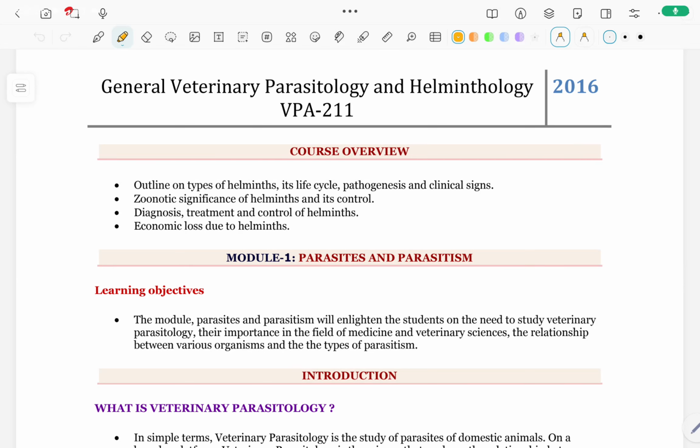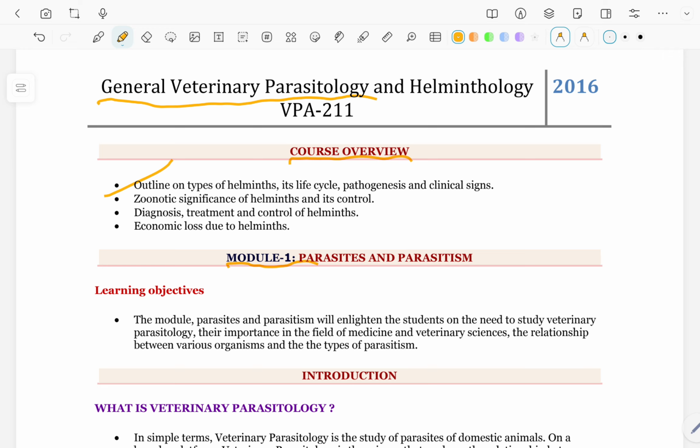General veterinary parasitology and helminthology. General veterinary parasitology. Course overview. Outline on type of helminth, its life cycle, pathogenesis and clinical sign, zoonotic significance of helminthes and its control, diagnosis, treatment and control of helminth, economic loss due to helminth.